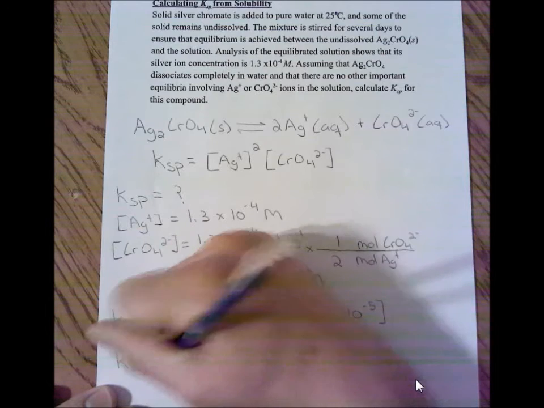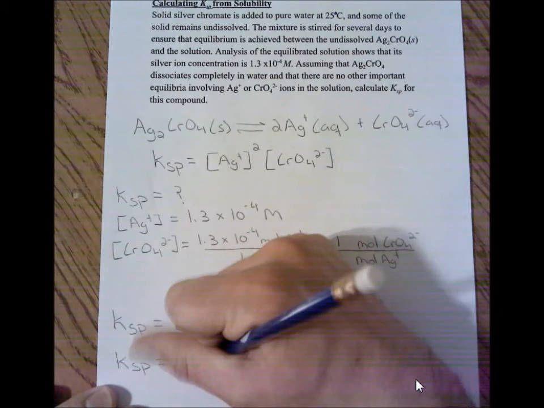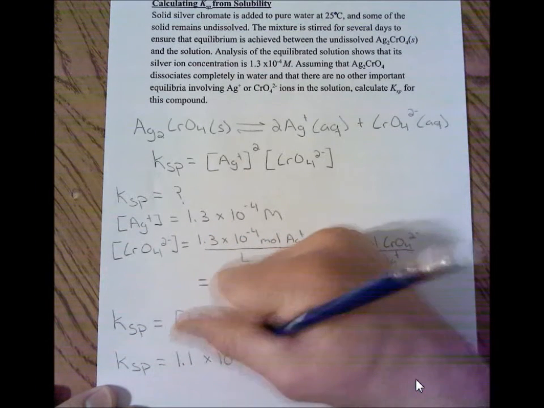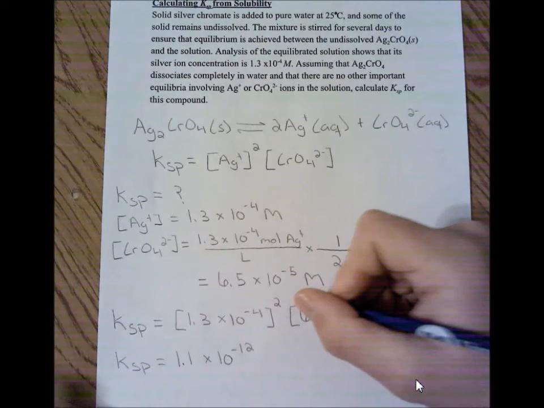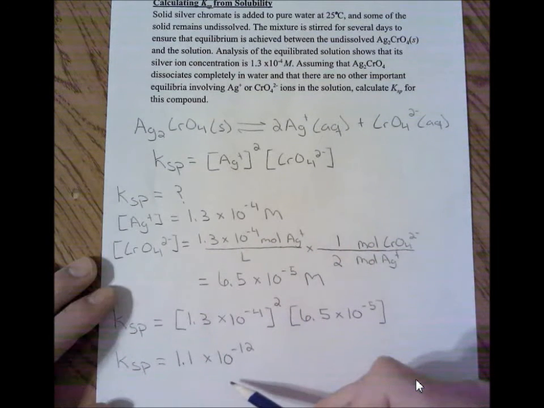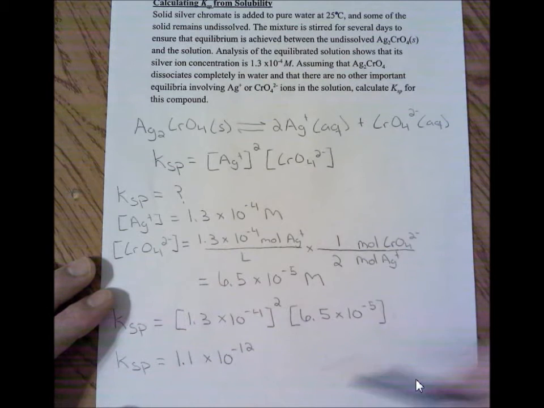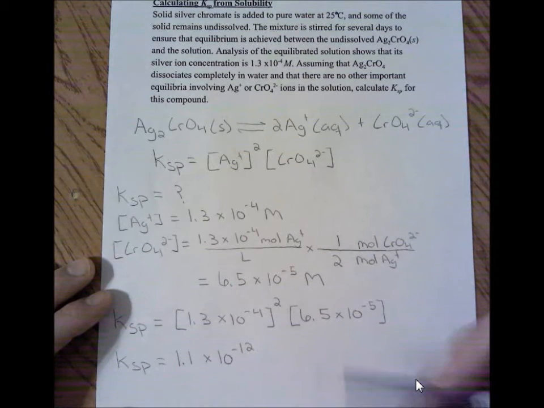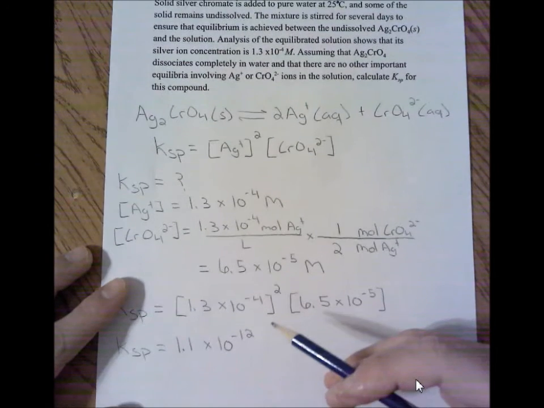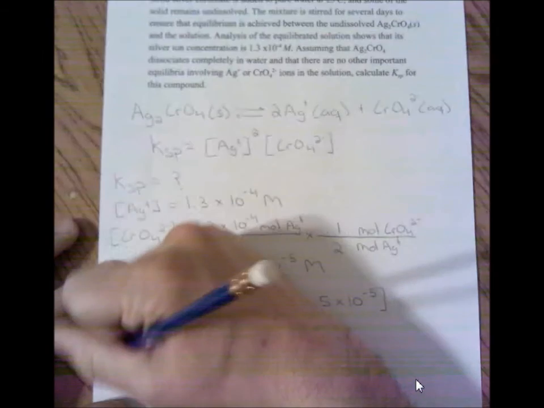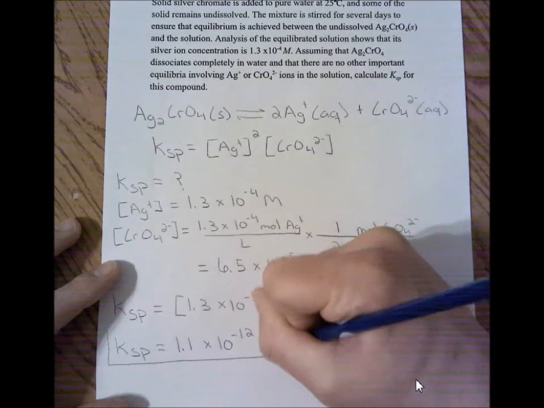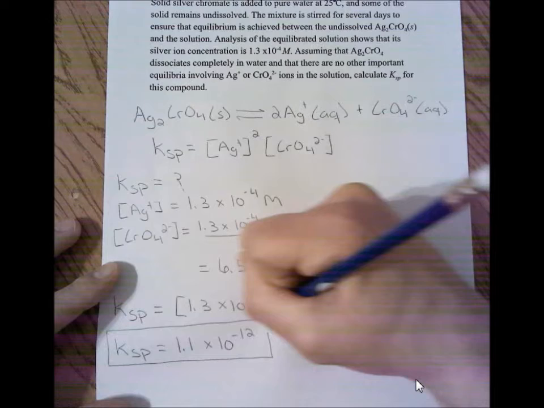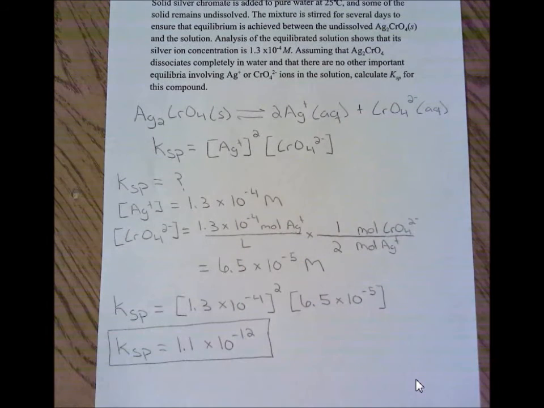Now, if you've looked in the back of the book, that value matches what the KSP value is for silver chromate. And I'll show you how to use that chart here in a second. Now, remember our K is unitless, so this right here becomes our final answer. All right, so we've gone through those first set of steps that I've given you. Now let's go the other way around here.